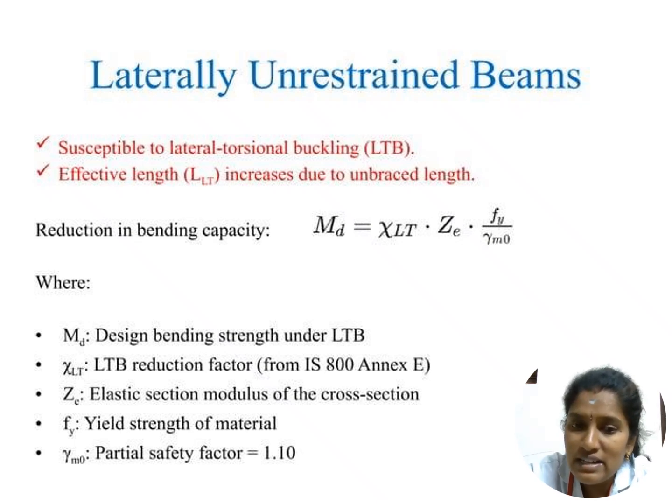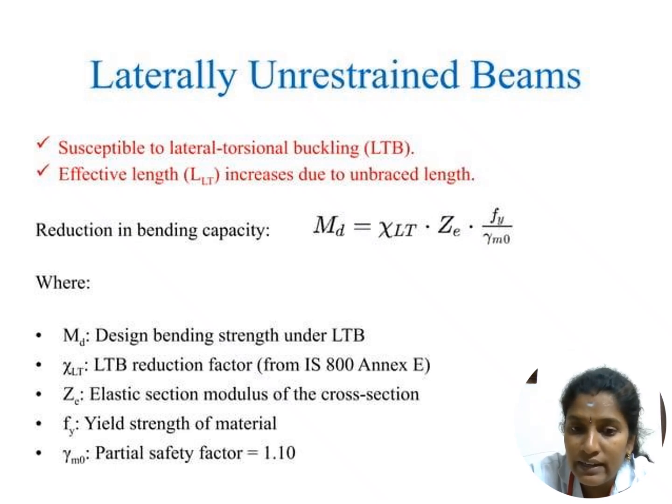Laterally unrestrained means the main basic condition is that it will cover the lateral torsional buckling. We have to adopt this criteria here. Also the effective length will vary if the unbraced length is increased. In this case also, a reduction in bending capacity can be calculated using the same method, but here one factor is varying. What varies here is the lateral torsional buckling reduction factor.